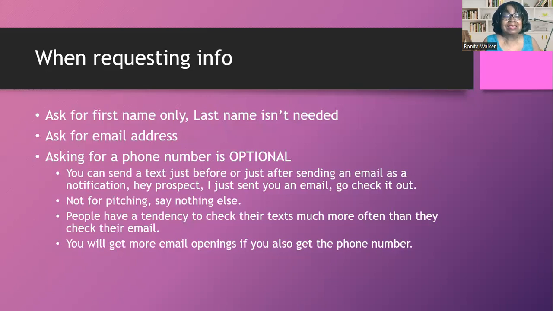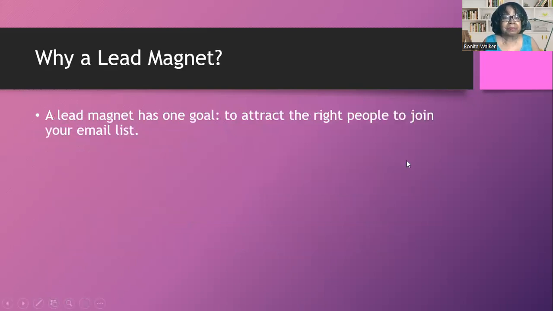All right. So remember though, for the phone number, you're not pitching them anything. You're not saying anything other than, hey, I just sent you an email, go check it out. Now, you are going to get more email openings if you also get that phone number. But again, make it optional. You don't want to make it so hard for them to say, okay, I'm not giving up my phone number. I'm not going to even try for that particular freebie.